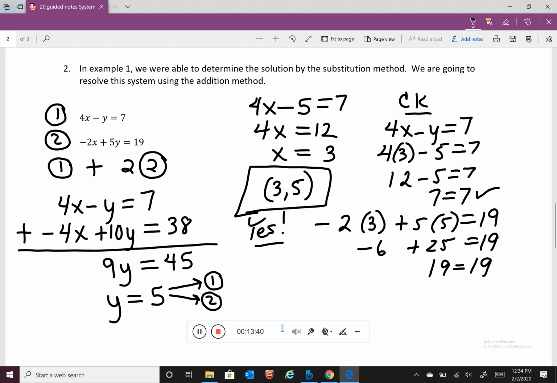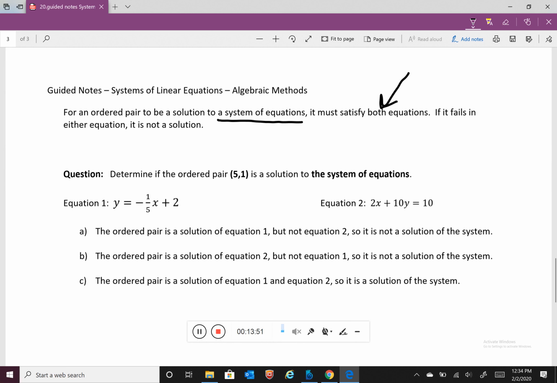So for an ordered pair to be a solution of the system, it must satisfy both equations. If it fails in either equation, it is not a solution. That probably means I either graphed incorrectly or I made an arithmetic mistake. I forgot to multiply all the way through. I made an algebraic mistake. Something went wrong. So if it's not working in both equations, we made a mistake.